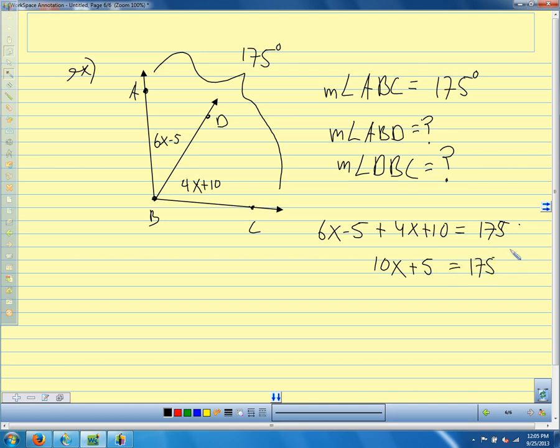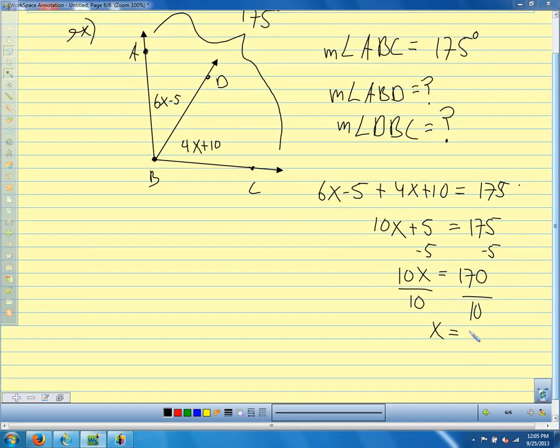All right, what's our next step? Minus 5. Minus 5, nice. We're almost home free here. 10x equals 175 minus 5, which is 170. Next step? Divide by 10. Beautiful. We're almost done. x equals 170 divided by 10, which is 17. We're done.